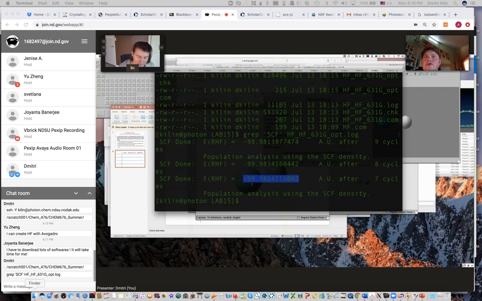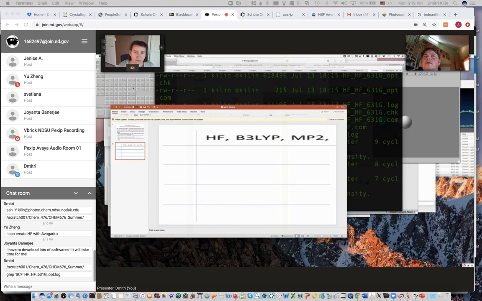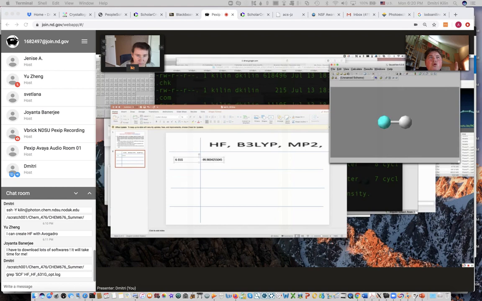So here I'm building the table, and giving the energy in atomic units. So returning back, I will do one more and then browse through directories, checking that everyone is doing well. You do not need lots of software. You just run mobile xterm, nothing else. Everything else is on the cluster.